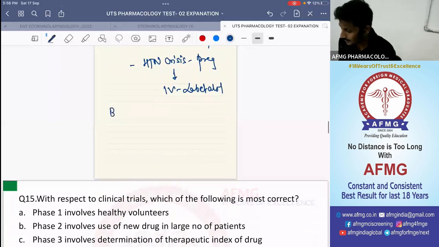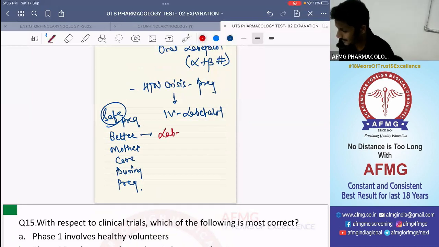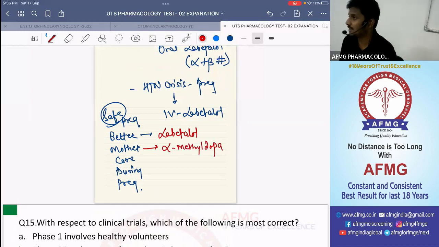So the drugs can be remembered as better mother care during pregnancy. This is a common one. These are the usual safe anti-hypertensive drugs during pregnancy. Beta goes for beta blocker, that is the alpha plus beta blocker known as labetalol. Mother goes for which dopa? Alpha methyl dopa. Second best drug, I'm saying. JNC8 says it is the drug of choice, but overall Harrison does not say it is the drug of choice. Even Williams does not say.